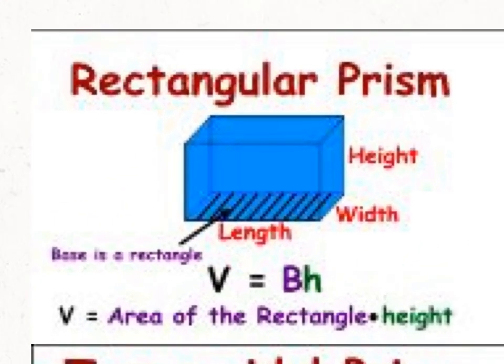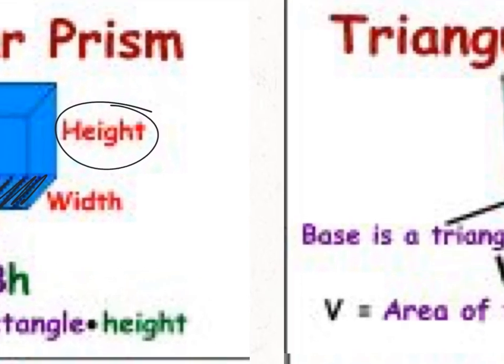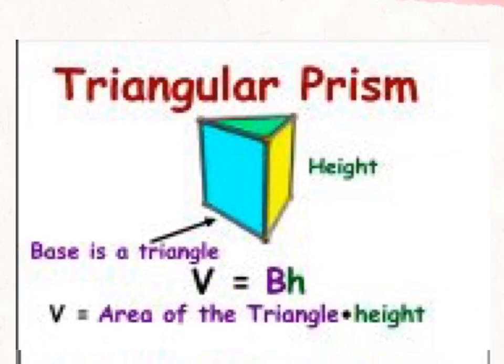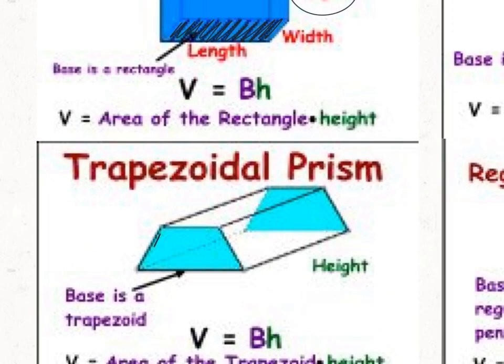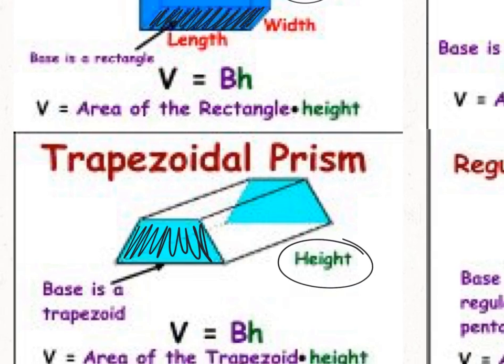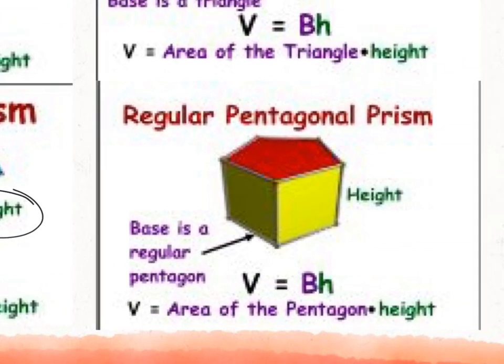So if I have a rectangular prism, the area of my base is just a rectangle times the height then. If I have a triangular prism, the area of my base is the triangle. My height is my height. With a trapezoid, even if it's turned sideways, the trapezoid is the base because I always pick what is not a rectangle unless they're all rectangles. My height is still my height, even if it's turned sideways.